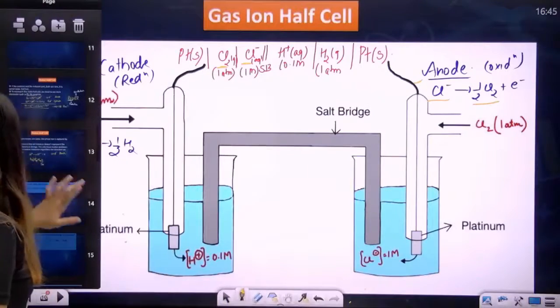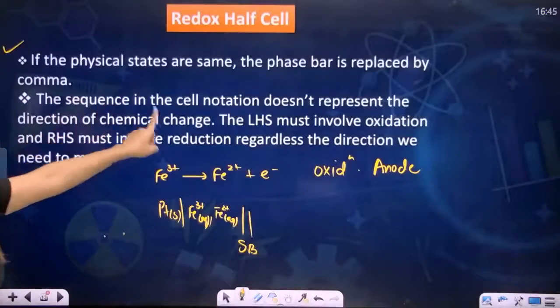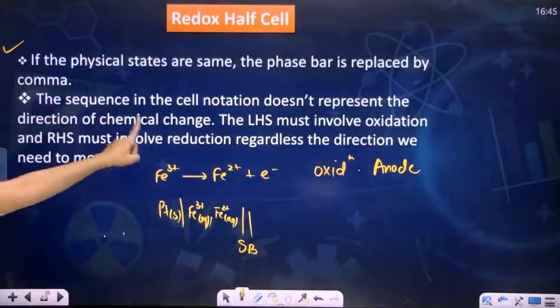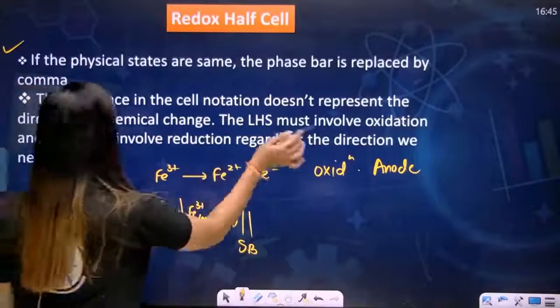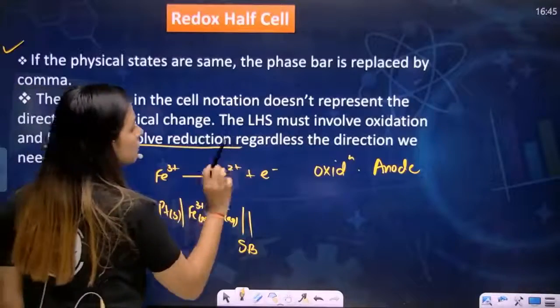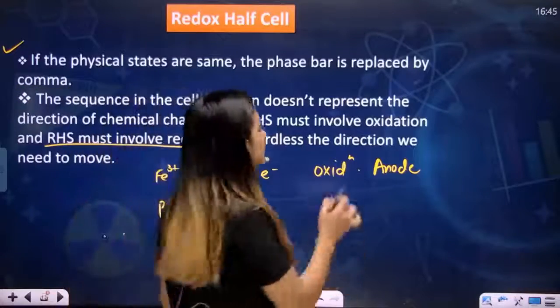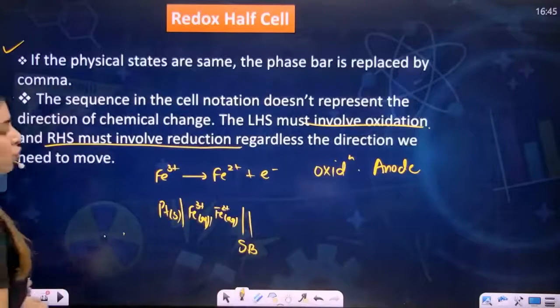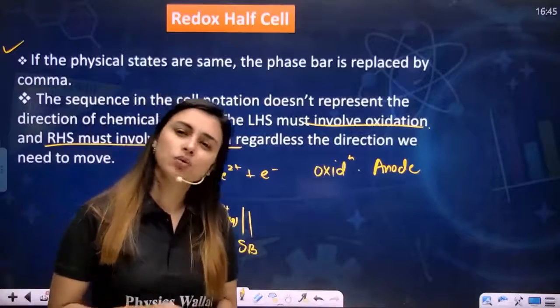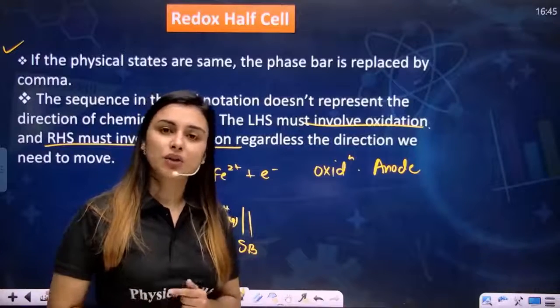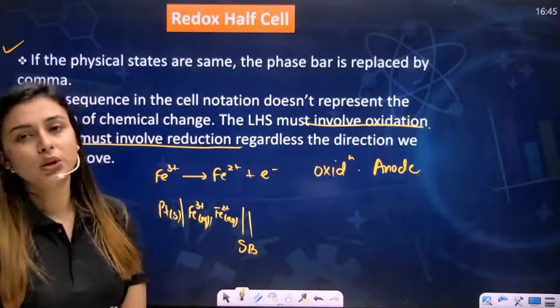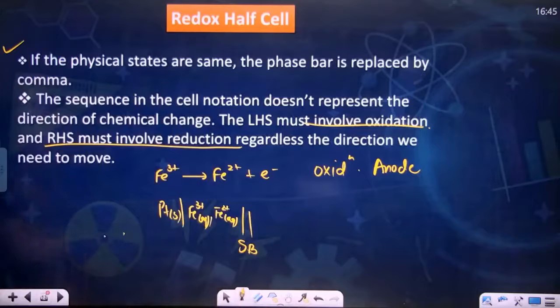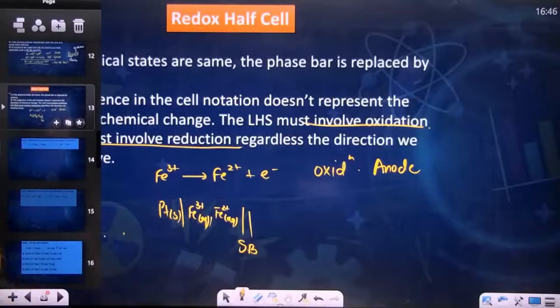Now you can read this line. The sequence in the cell notation does not represent the direction of the chemical change. The LHS must involve oxidation and the RHS must involve reduction. This is the most important thing to understand, regardless of the direction. Is it clear with you? I hope it's crystal clear. Perfect, my dear students. Very good. Now let's move forward. Pause the video, write it, and then we'll solve a few questions.